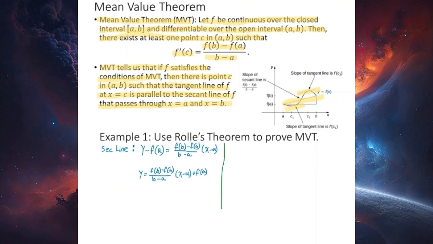Since I'm trying to prove the mean value theorem, all I can assume is that our function is continuous on [a, b] and is differentiable on (a, b). This is not enough to use Rolle's theorem. So what we need to do is construct a new function.